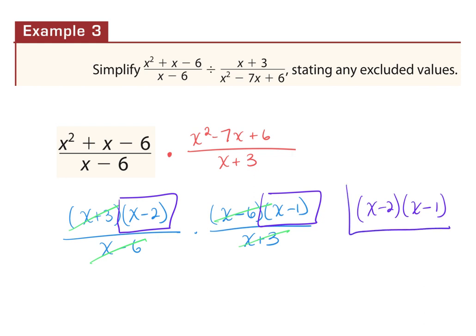We're not going to do excluded values just yet. We'll do that a little bit later. But that's my answer. I don't have to put the 1 on bottom when that's the only thing left. So you're doing exactly the same thing. Keep, change, flip. You are keeping the first, changing it to multiplication, flipping it, and then it's literally the same process. Factor, cancel your factors, and multiply across.